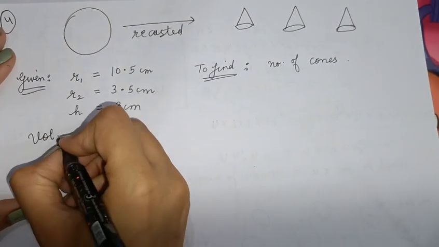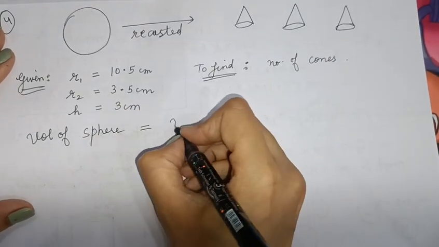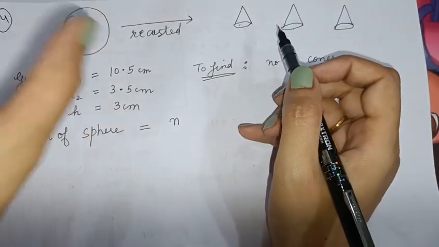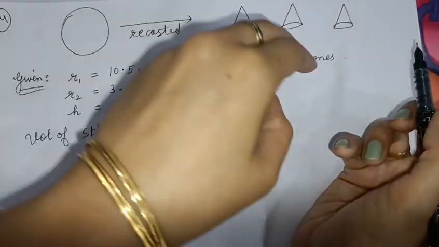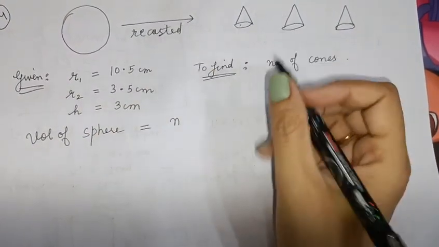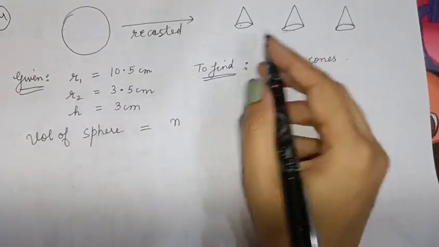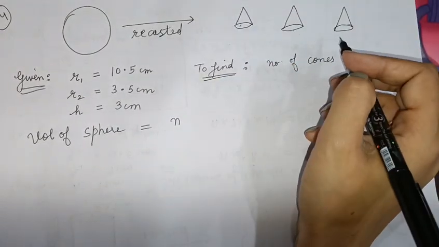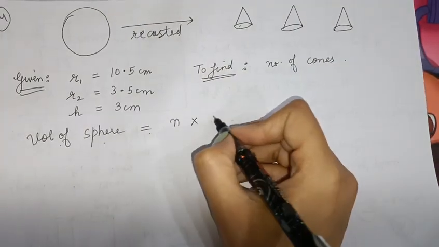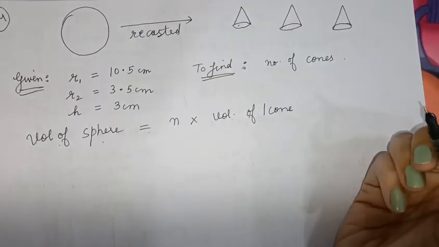So we will write, volume of sphere is equal to n. Why n here? Because here some number is there. Whatever material is utilized here, the same material is here also, because of that both the volumes are same. This is one single sphere, but here we have some number of cones, and that number we don't know. So volume of sphere is equal to n into volume of one cone.